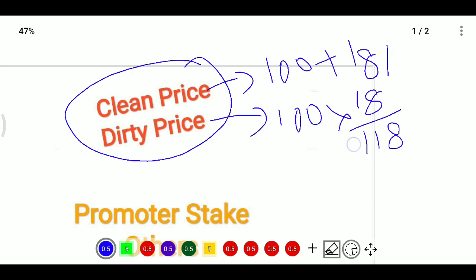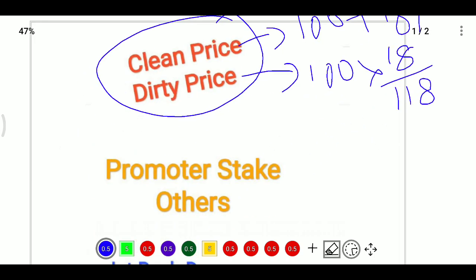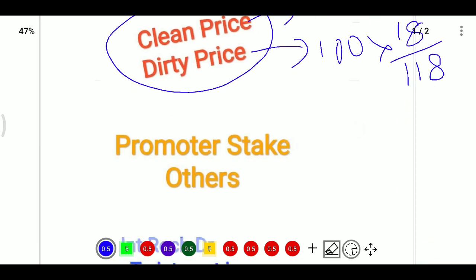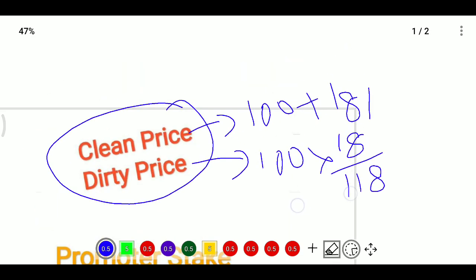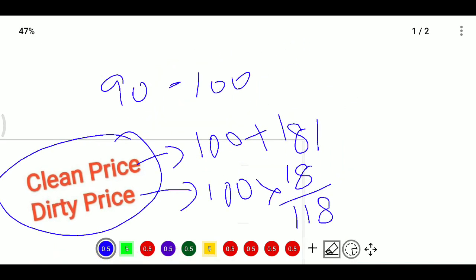In continuation, for example, now I am going to discuss one concept. If the sell price is 90 rupees, then it is the clean price. If that is the clean price, then what will be the gain or loss? There will be a loss of 10 rupees. The normal price is 100 rupees, you are selling for 90 rupees, so there will be a loss of 10 rupees.